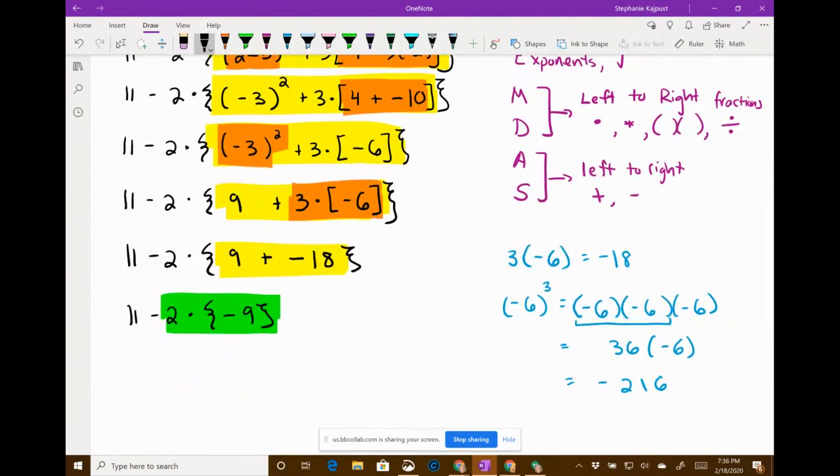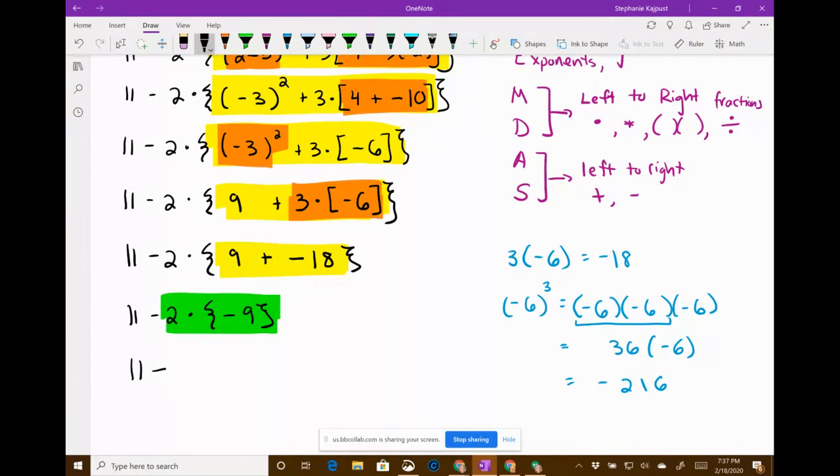A lot of people kind of get confused with this minus in front of the 2. So you can think of this as a negative 2 times a negative 9, or you can read it as 11 minus and then a positive 2 times a negative 9. You can read it both ways. So if I'm looking at just as subtraction, I have 11 minus, and then I'm going to do 2 times negative 9.